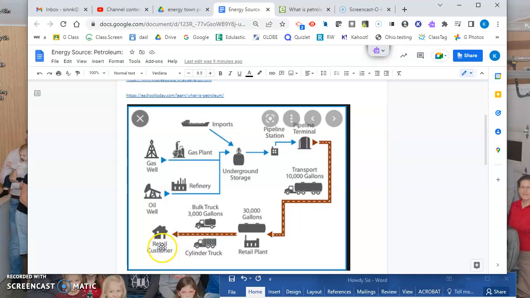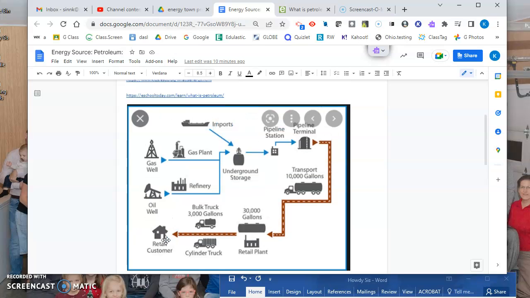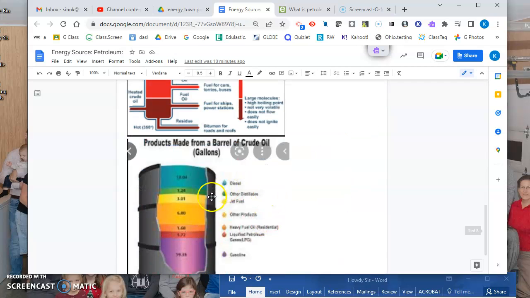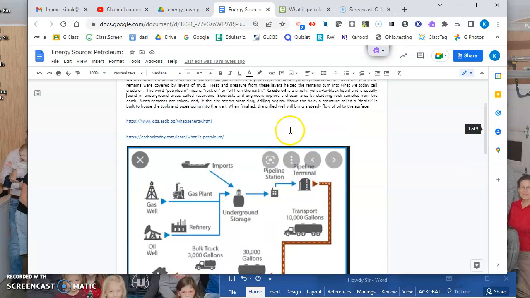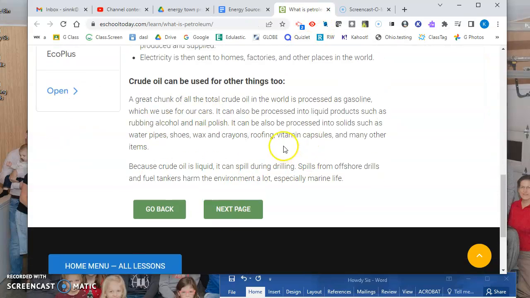And then you put it in your cars, your trucks, your vehicles, go-karts, anything that is going to use that petroleum to probably do some transporting of something. That's the major use of petroleum, as well as all these other products that we talked about here and over here on this site too.